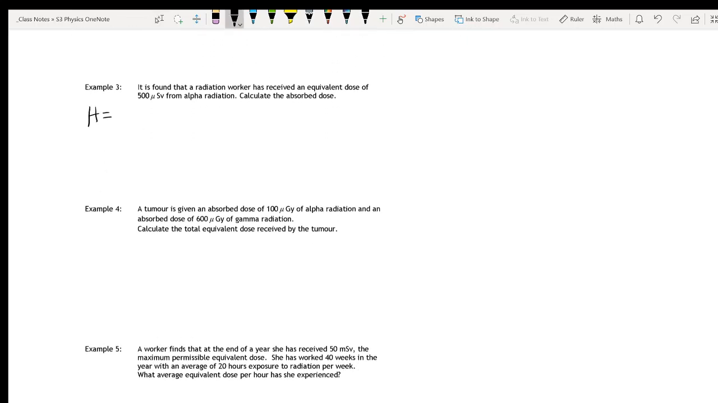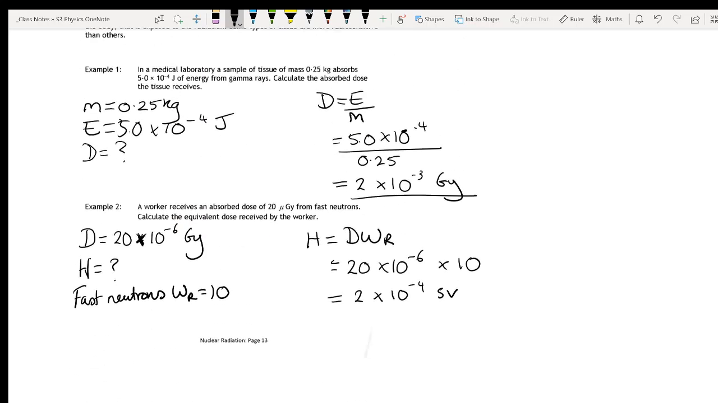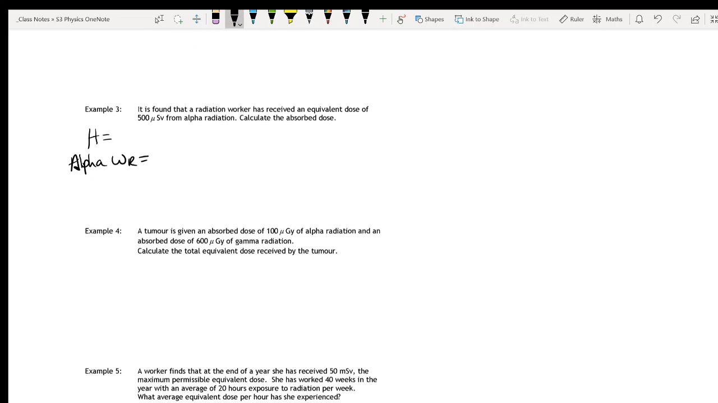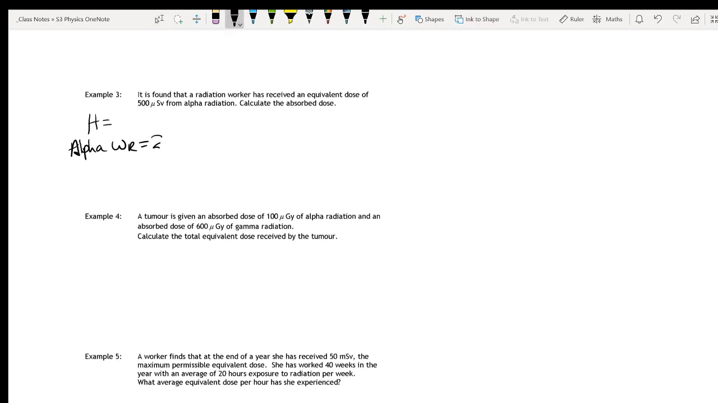So start with writing down what you know. So you have to work out which equation to use. You've got two choices, but you need to use the one that you've got the information for.